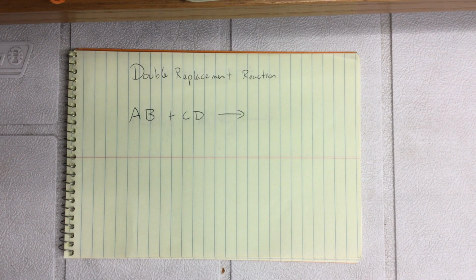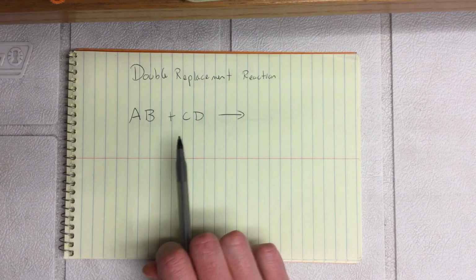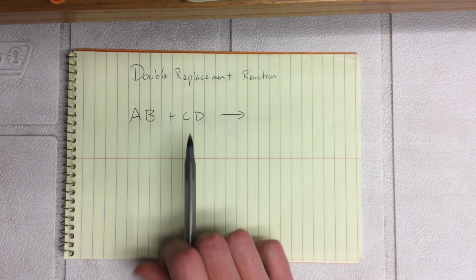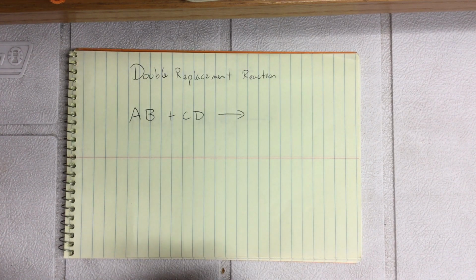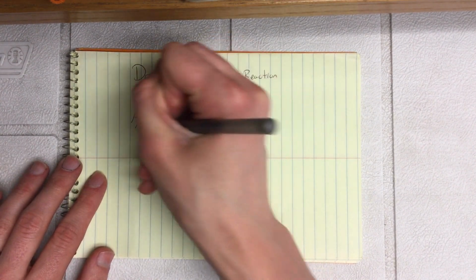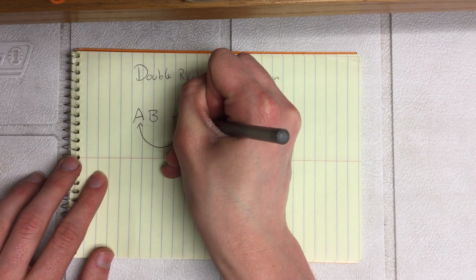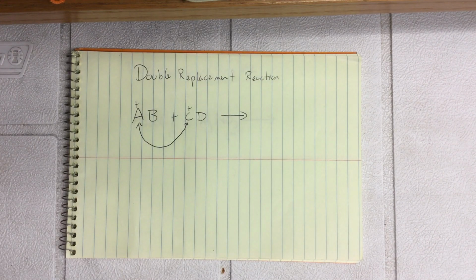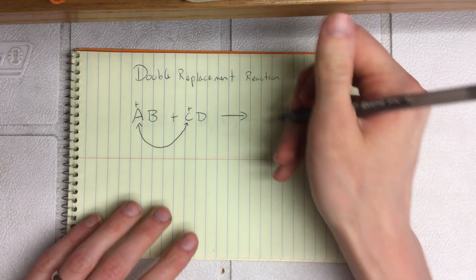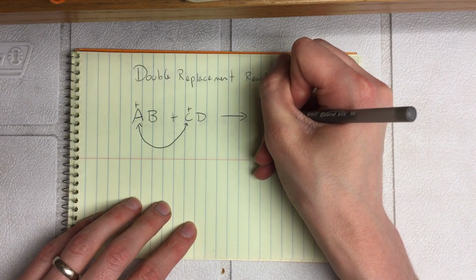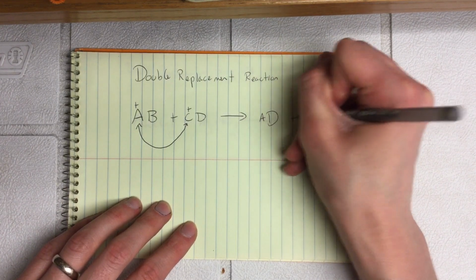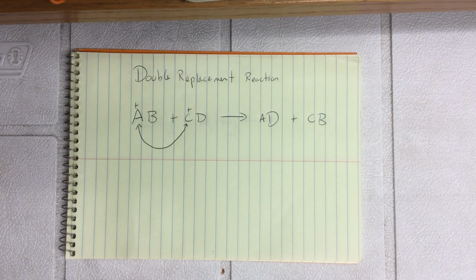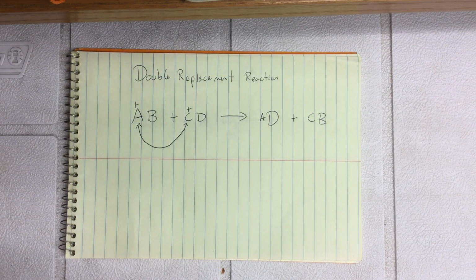If you guys remember, typically it's between two compounds. Okay, so these are made up of elements, obviously compound AB plus compound CD. And what typically happens is your two positively charged ions, which in this case are A and C, flip-flop spots. So then in the products, you would have AD plus CB. Okay, we've done this before. This is a double replacement reaction.